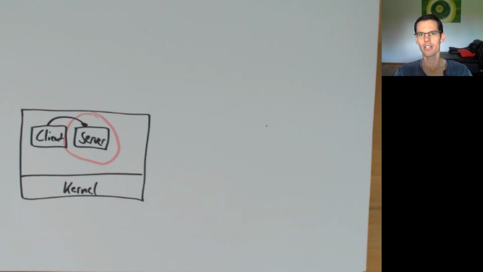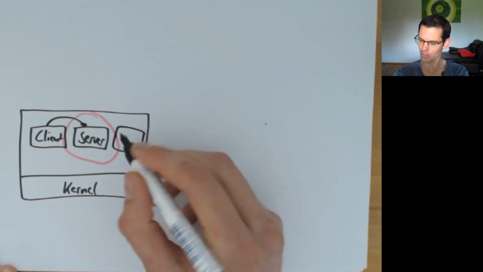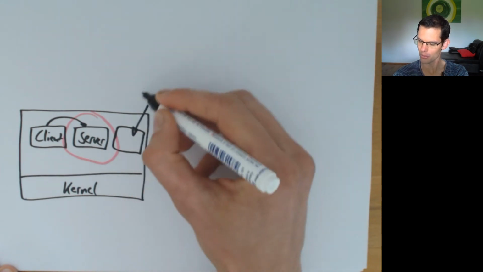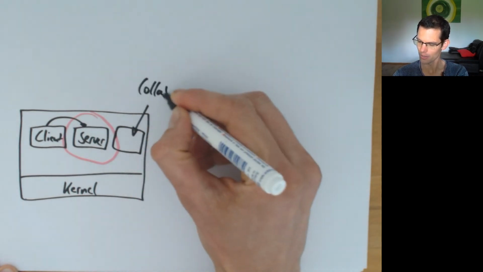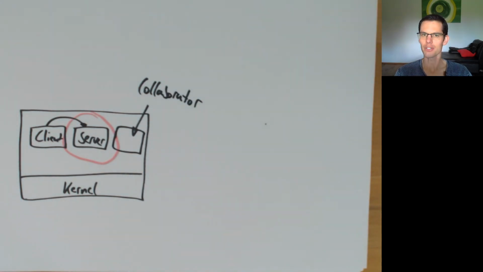Now, this is again a principle that works in theory. However, there is a problem if you talk about covert channels. So for example, if you have another process running on the same system, which we're going to call the collaborator process, then the server and the collaborator could collaborate in order to leak the sensitive data of the client.